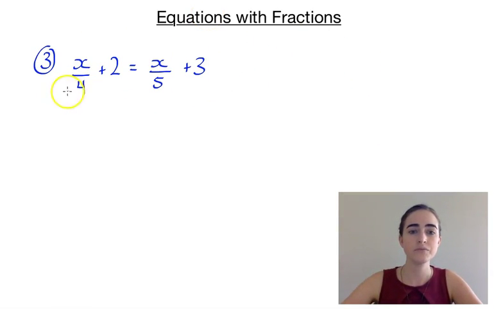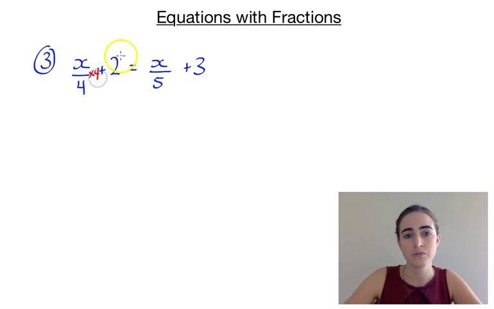For our third example, we've got x over 4 + 2 is equal to x over 5 + 3. So this is looking slightly more messy. We've got pronumerals on both sides and fractions on both sides as well. So let's make it look a little bit nicer. If we want to get rid of this divided by 4, then we need to times every single term by 4. So we'll times this by 4, we'll times the 2 by 4, we'll times this by 4, and 3 as well.